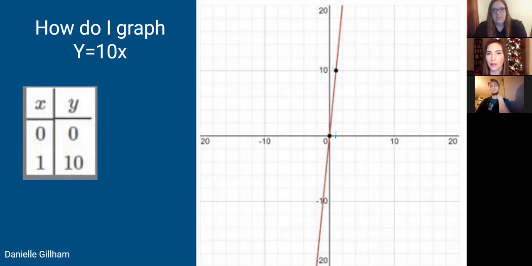So right here is your 1, and then you have your 10 right here. And then your 2 is on this line, and then it's going to be on line 20. So it just keeps going up and up. And then 3 is 30, and so on. It's pretty easy.